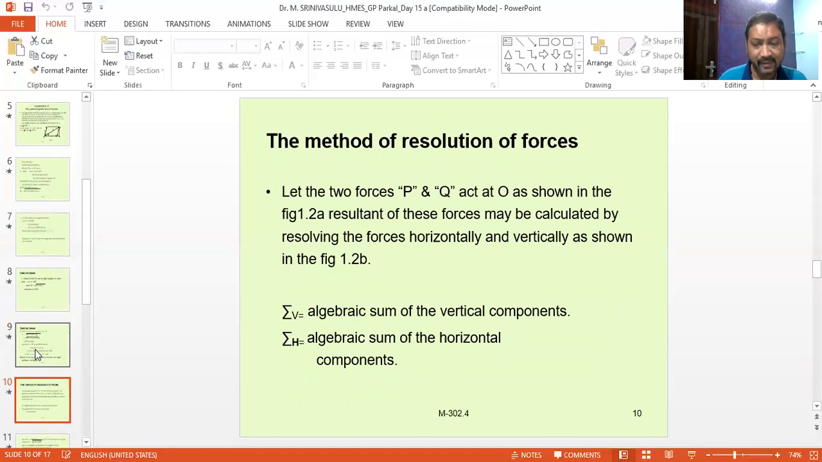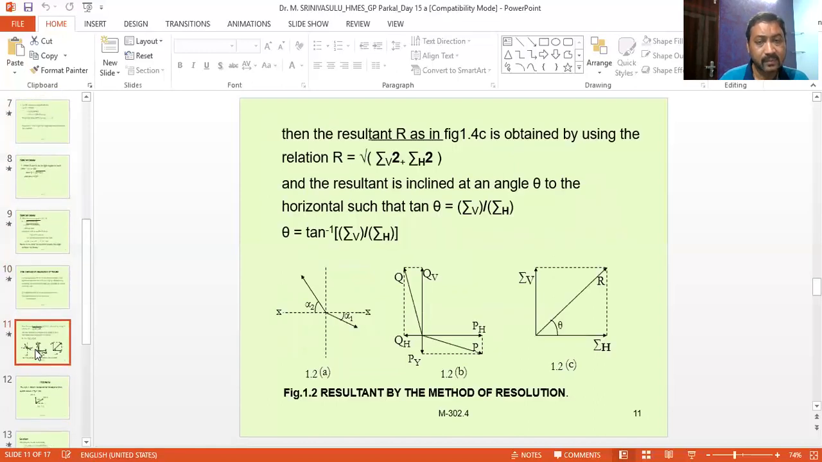Here, firstly we have to find the algebraic sum of all the vertical components, that is sigma v, and the algebraic sum of all the horizontal components of all the forces. Then R can be found by using the equation R is equal to under root of sigma v square plus sigma h square, and tan theta is equal to sigma v by sigma h, that is, theta is equal to tan inverse of sigma v by sigma h. In this way we find the magnitude and direction.